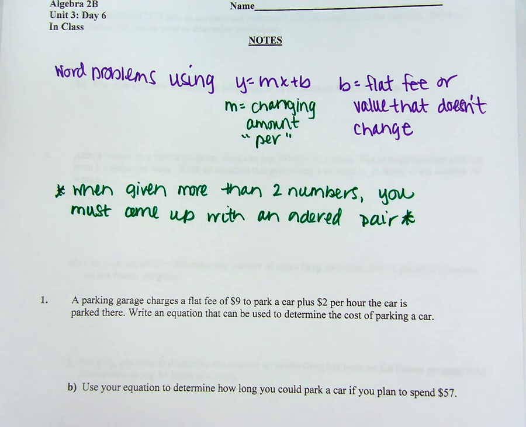When we're looking at our equations, b is going to represent our flat fee, or the value that's not changing, whereas m, that's our slope, that's our changing amount. When we see the keyword per, that's how we know we're looking at our slope. There'll be a couple problems on the second page that give us more than two values. When we have those, we need to come up with an ordered pair, so we're going to work through those problems a little bit differently.